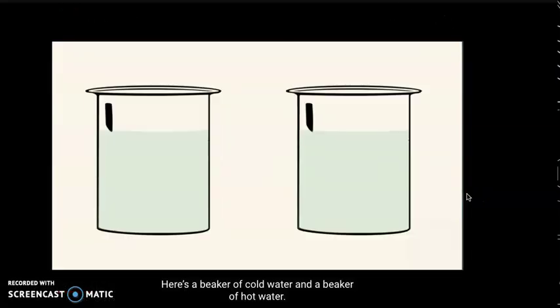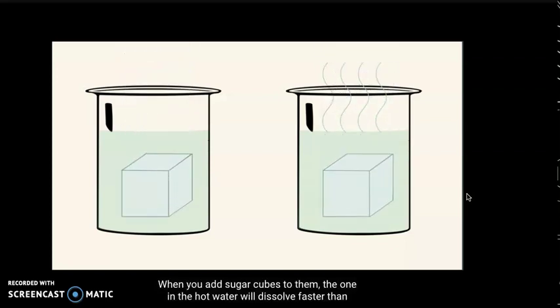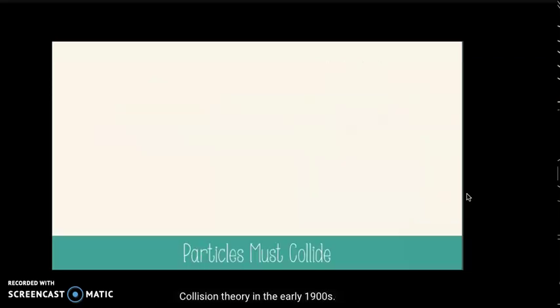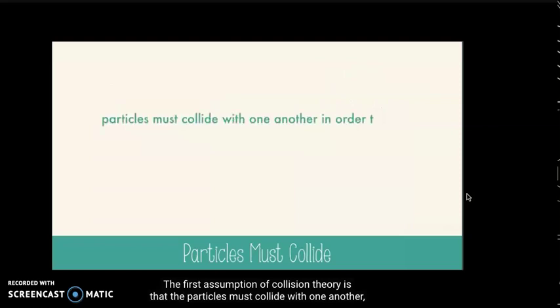Here's a beaker of cold water and a beaker of hot water. When you add sugar cubes to them, the one in the hot water will dissolve faster than the one in the cold water. To explain the different rates of reactions, Max Trautz and William Lewis came up with collision theory in the early 1900s.